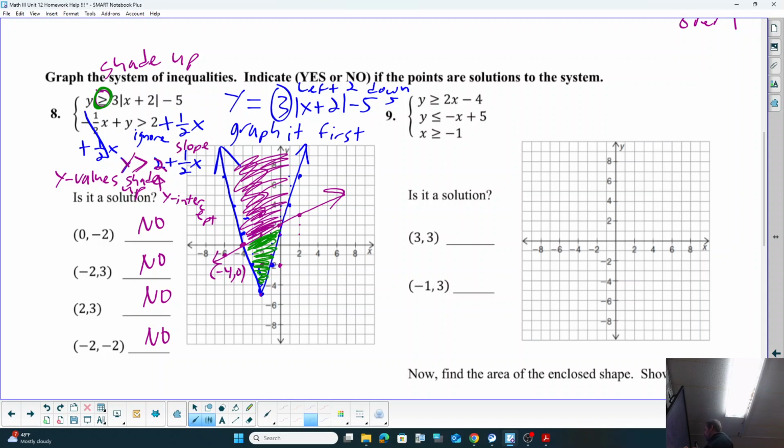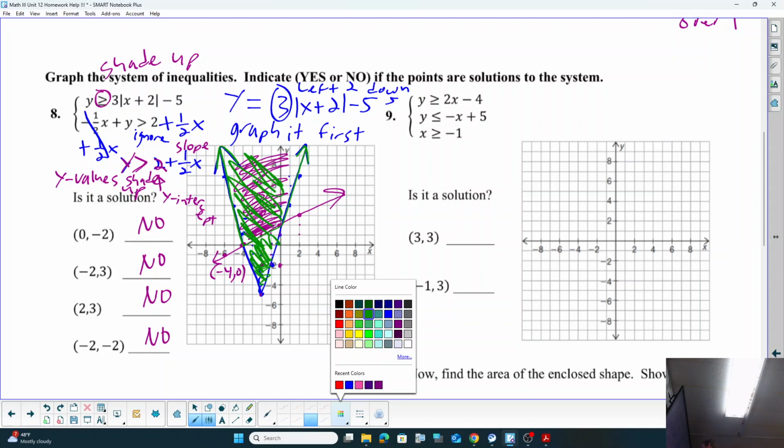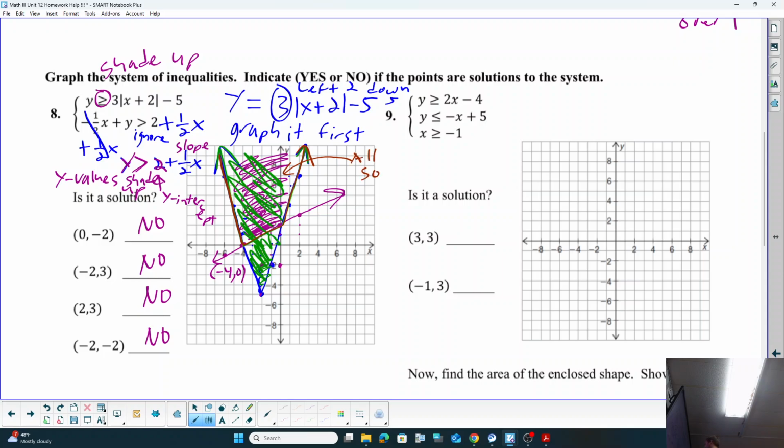But then, where does it overlap? So let's see where it overlaps. It's overlapping right here. That's where it's overlapping, for inequalities. So this is where our solutions are. Right here is all solutions. So let's go over it again.